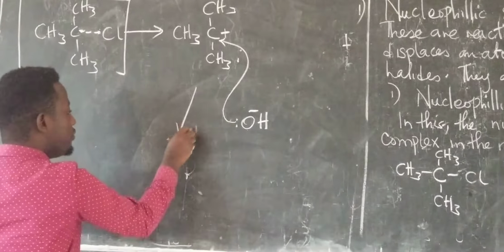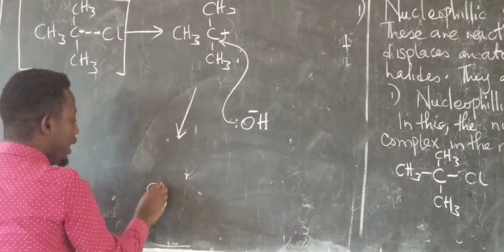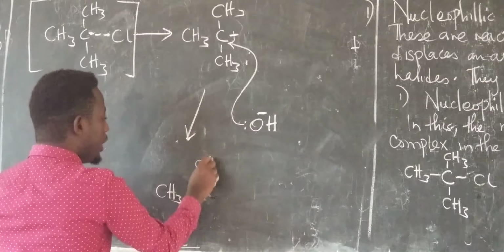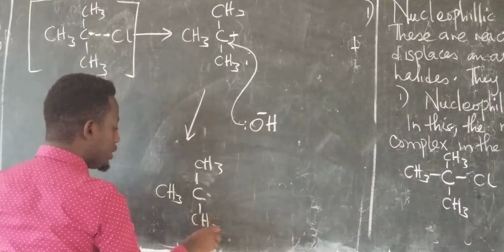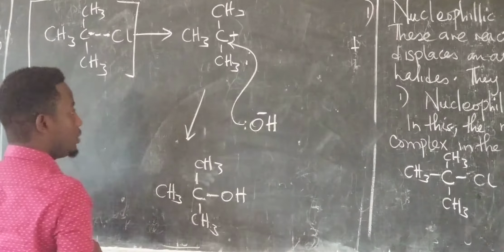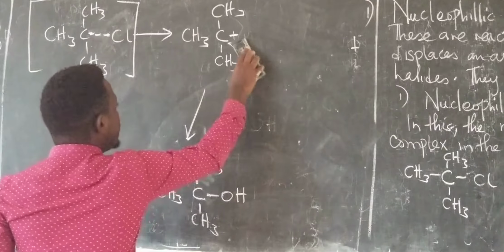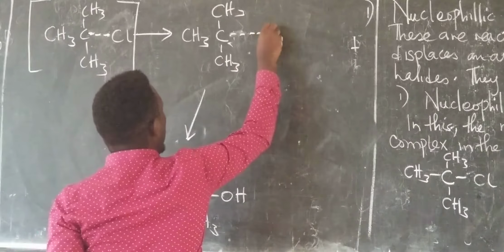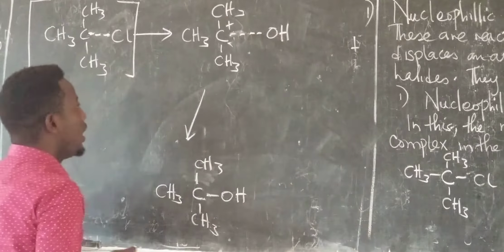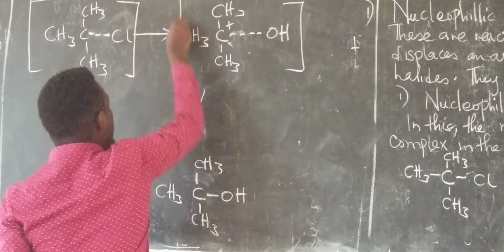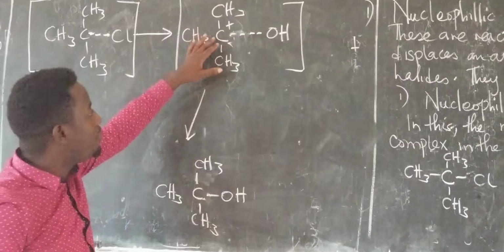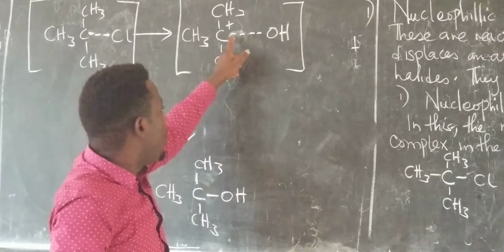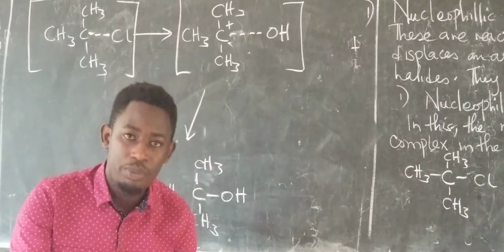Leading to the formation of CH3, then C, then CH3 up, then CH3 down, then OH. However, we can also represent it in this format. We just establish a new bond here with the OH, and this one is positive. This one is also an activated complex because it is also having partially formed bonds. The bond is not formed completely, but it is trying to be formed.